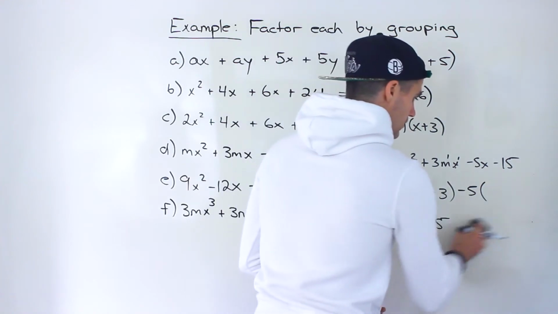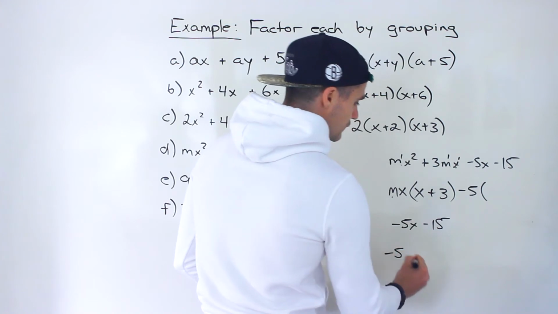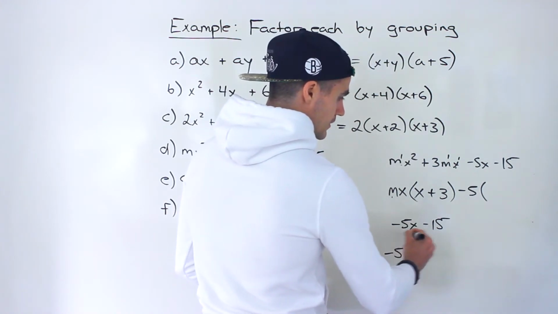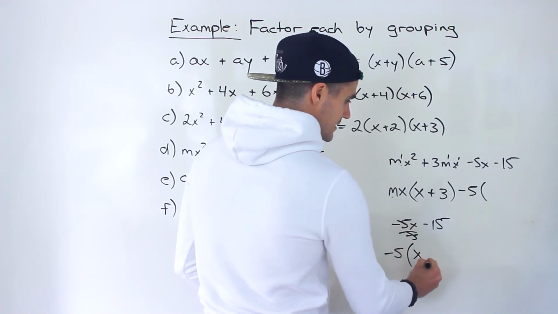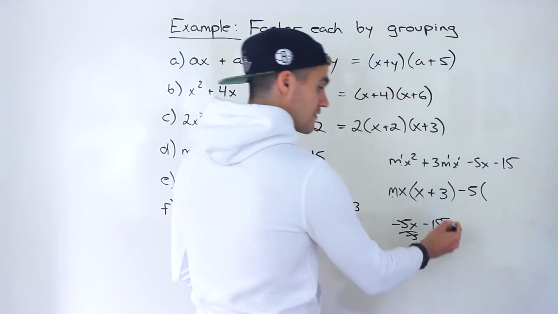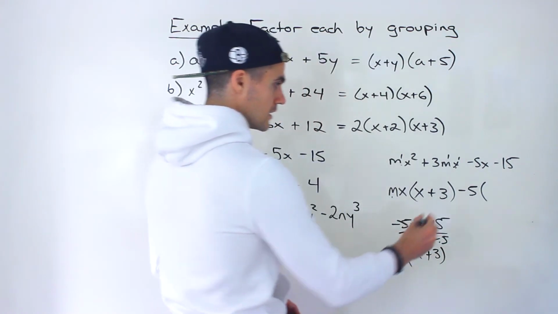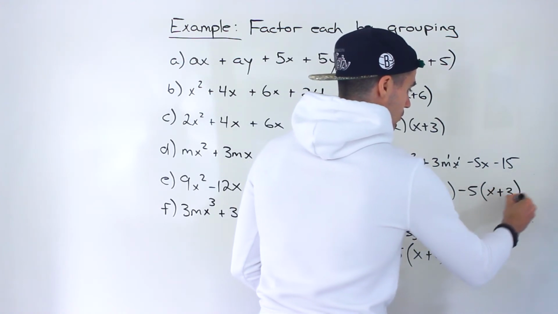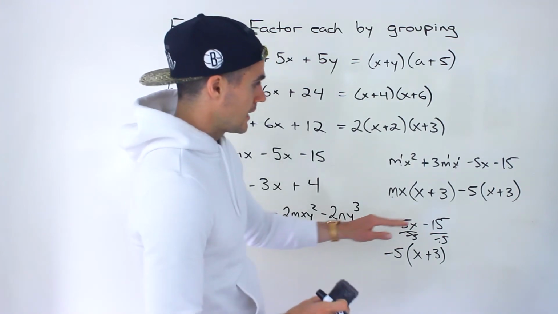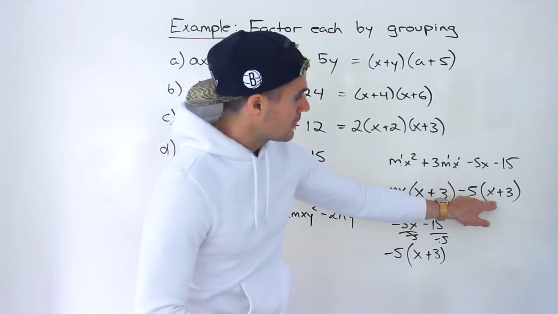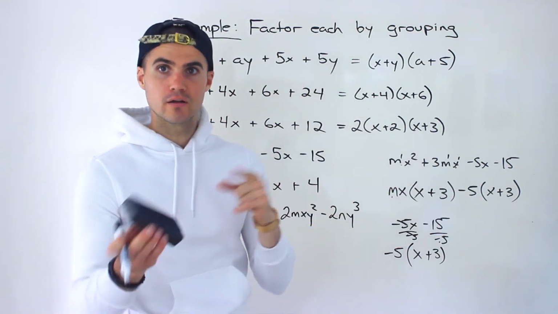So here we've got negative 5x minus 15. What you want to do is take out a negative 5. If I divide this by negative 5, notice we're just left with an x. If I divide negative 15 by negative 5, that gives us positive 3. So we're left with x plus 3. The reason you want to take out a negative 5 over here is so we can get the same bracket. Remember, we have to have the same bracket here. If you don't end up having the same bracket, it's either one of two cases.